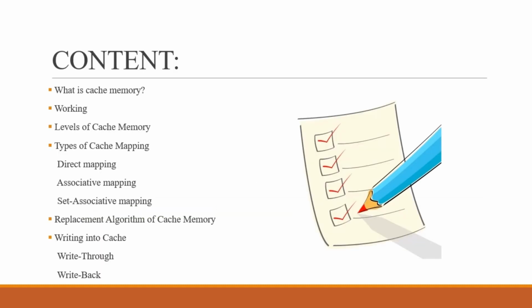So what we are going to cover in this video includes what is cache memory, then the location of the cache memory, and how cache memory works, further including levels of cache memory, followed by the types of cache mapping, which includes direct mapping, associative mapping, and set associative mapping, followed by the replacement algorithm of cache memory, also the writing into cache, which includes write through and write back.